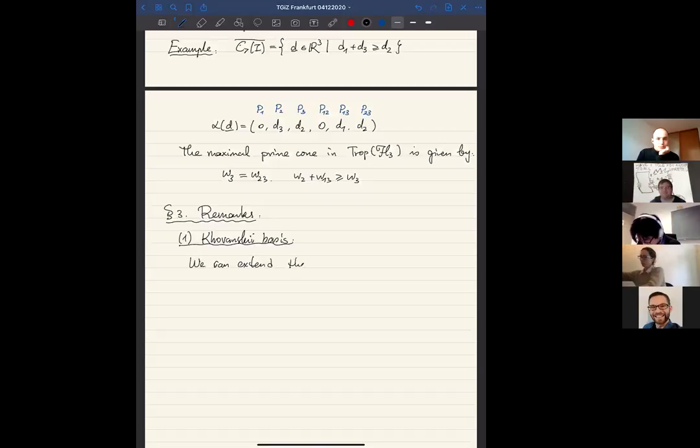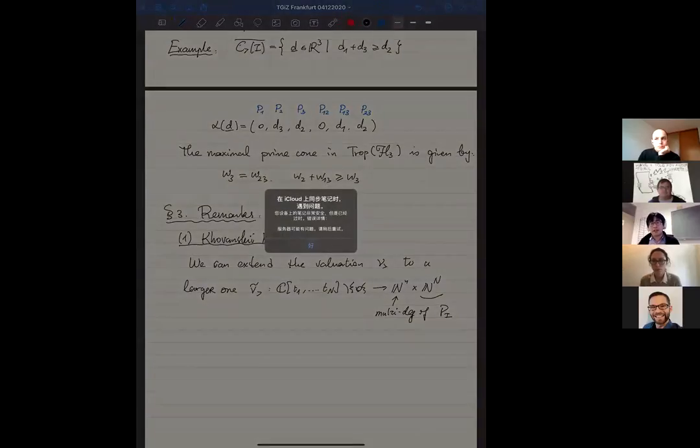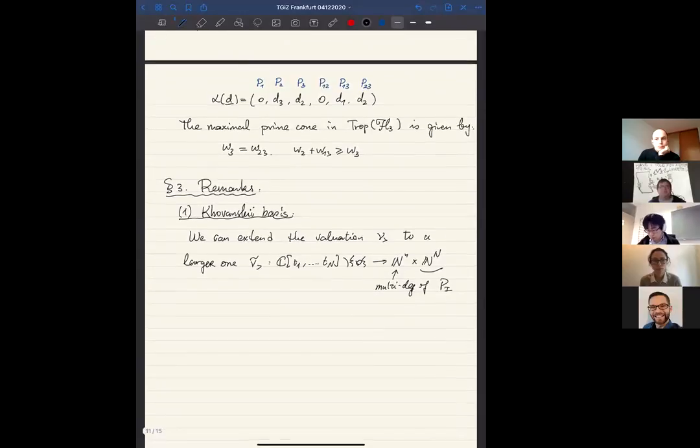extend the valuation v to a larger one, which is called v tilde, from C of t1 to tn, minus 0, to here. I should say N to the N cross N to the big N, because previously it's just N to the big N. Here, this one is the multi-degree of the Plücker coordinates. So I can extend it. So why is it interesting to extend it? The extension gives the following theorem.